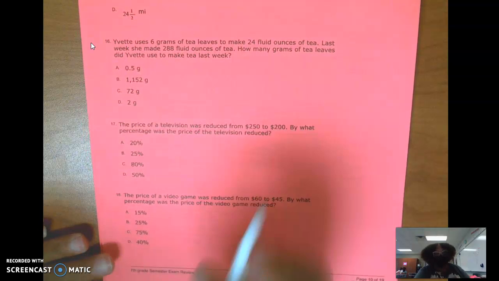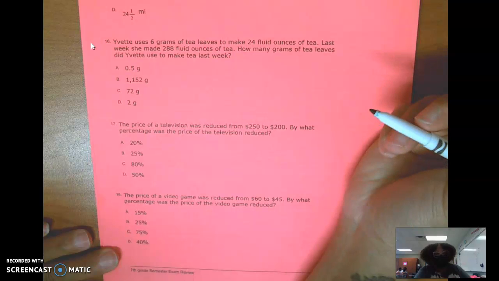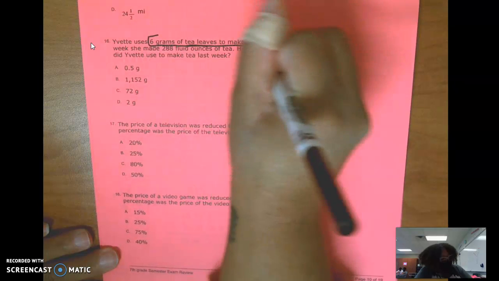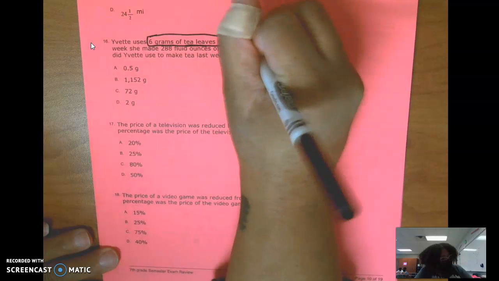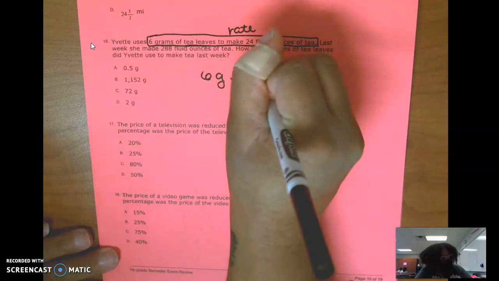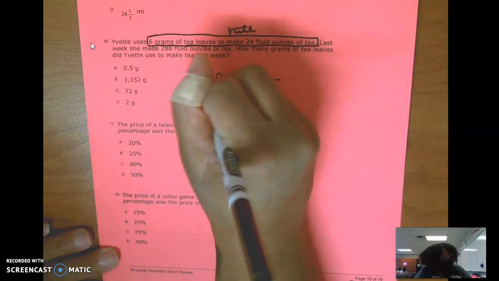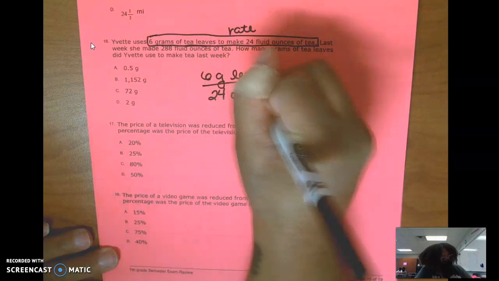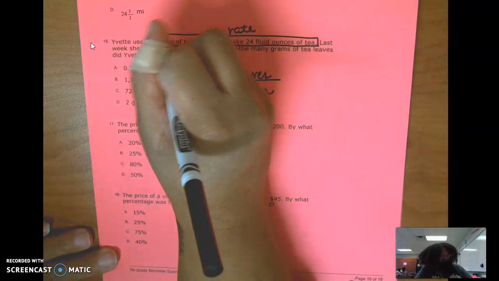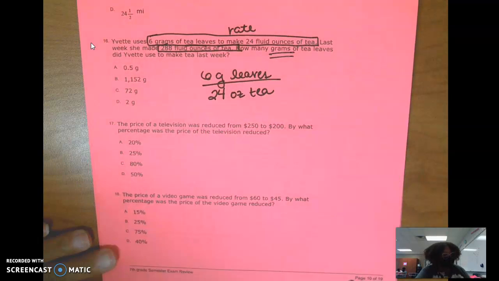Yvette uses 6 grams of tea to make 24 fluid ounces of tea. Oh, she uses tea leaves. What is this? A rate. Good. 6 grams of leaves makes 24 ounces of tea. Last week, she made 288 ounces of tea. How many grams did she use?